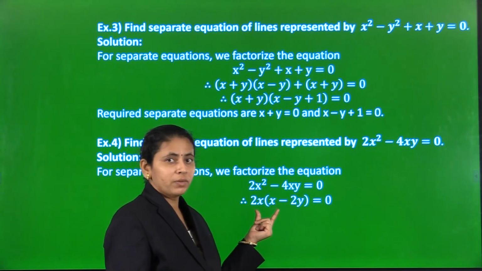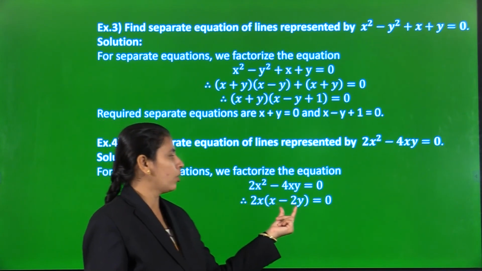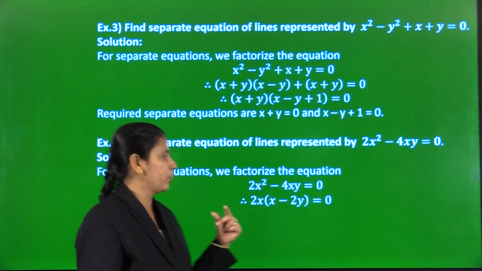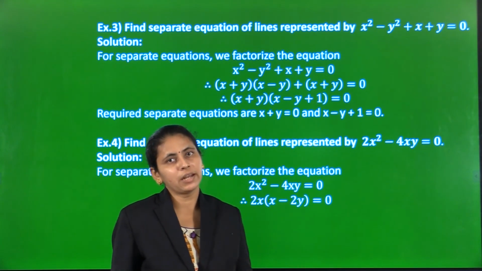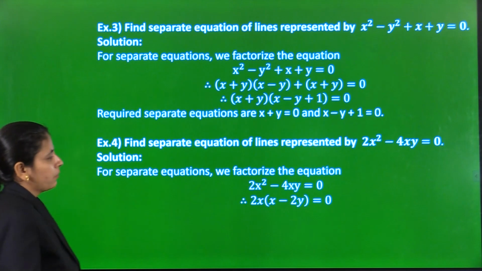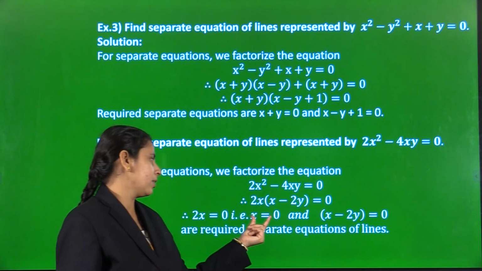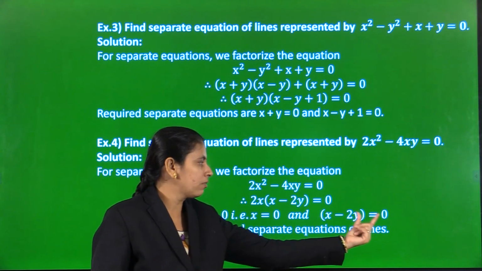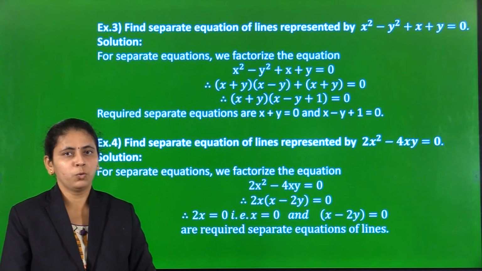Now the product of these two terms is equal to 0. Its meaning is that 2x is equal to 0 or x minus 2y equal to 0. Since 2x is equal to 0, we can say that x is equal to 0. Therefore x equal to 0 and x minus 2y equal to 0 are the required separate equations of the two lines.